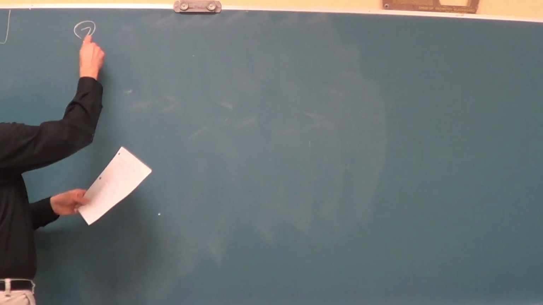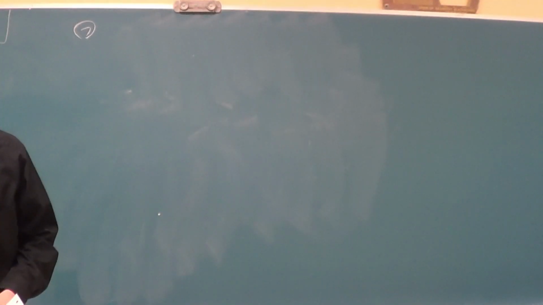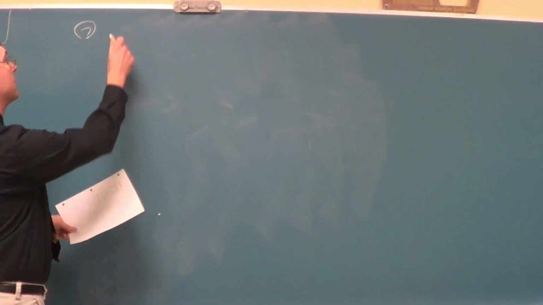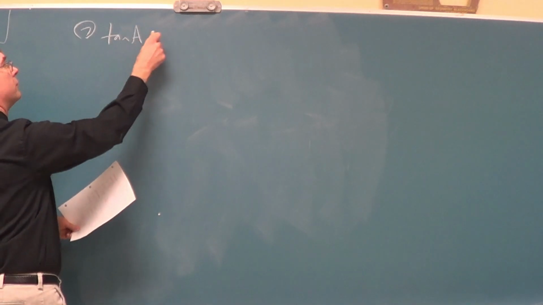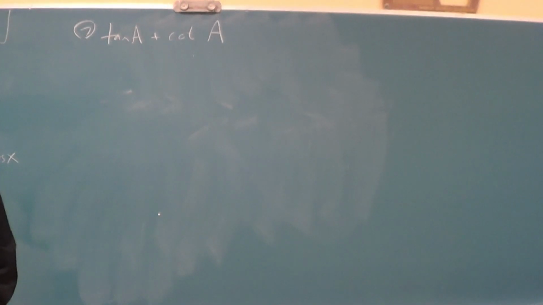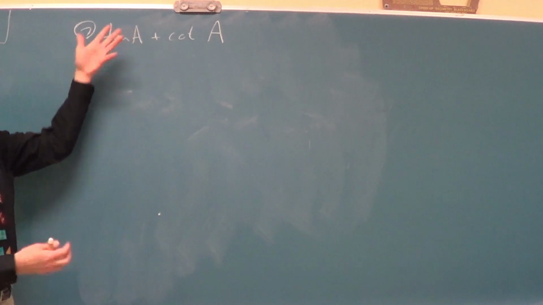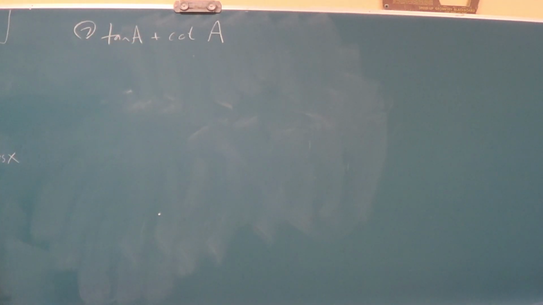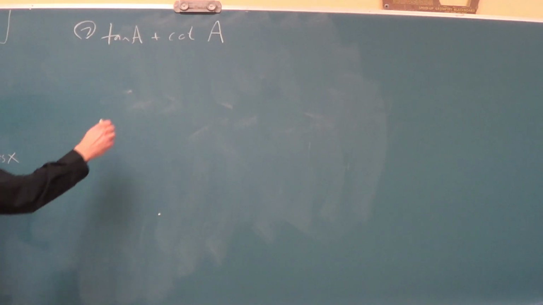Number 7, right out of the book, if you want to follow along in the book, has a tan plus a cotan. And they want me to turn that into other things. So just start off with what they gave you first. It says tan plus cotan. Write that down and we'll turn that into other things.